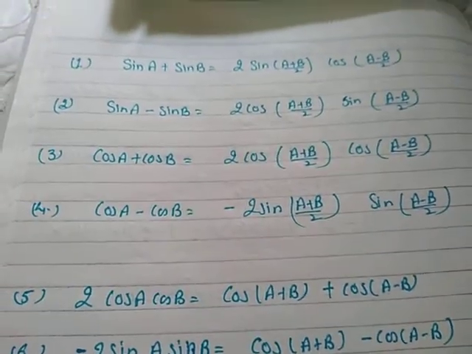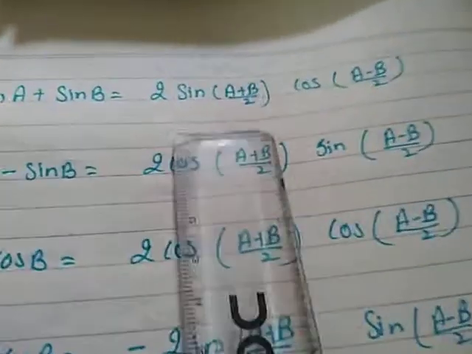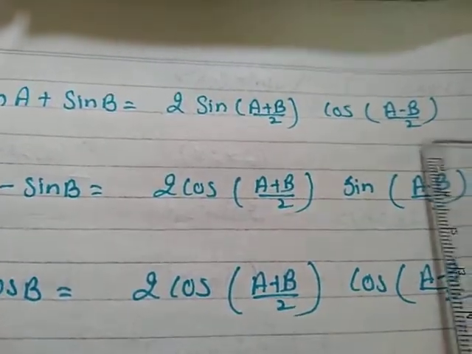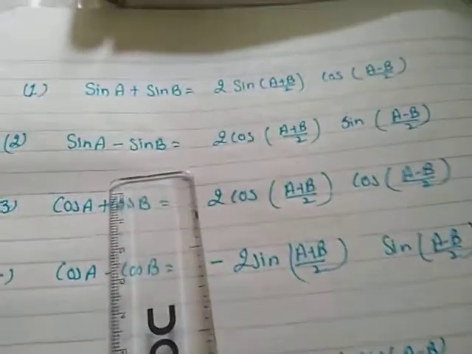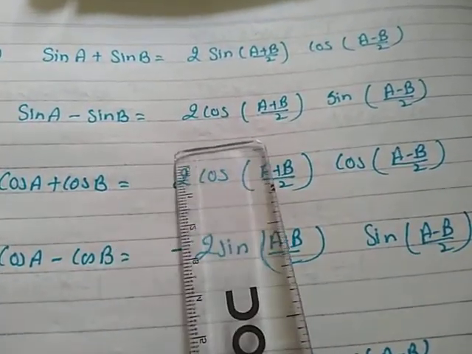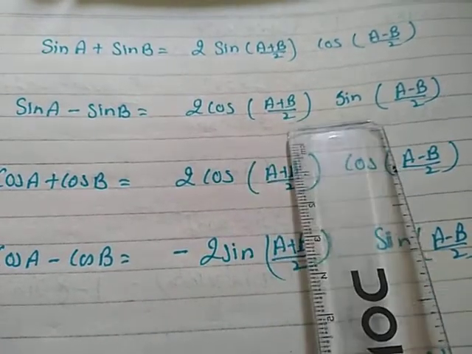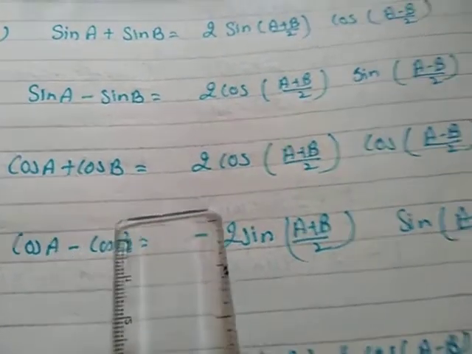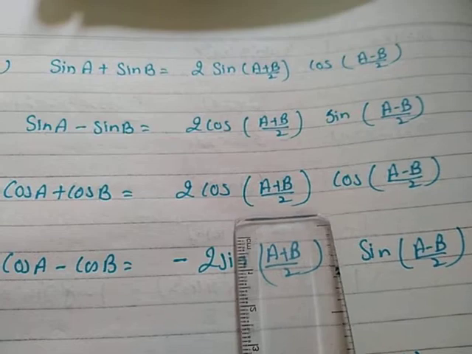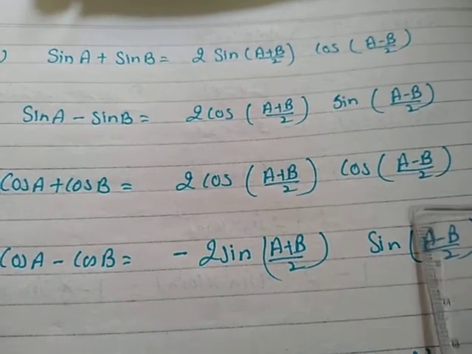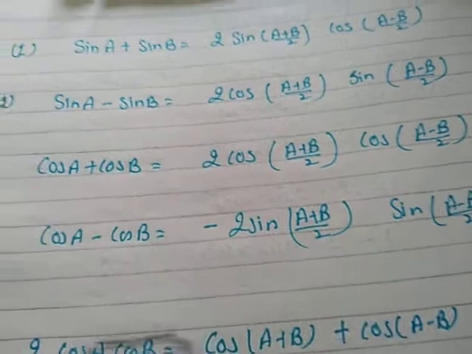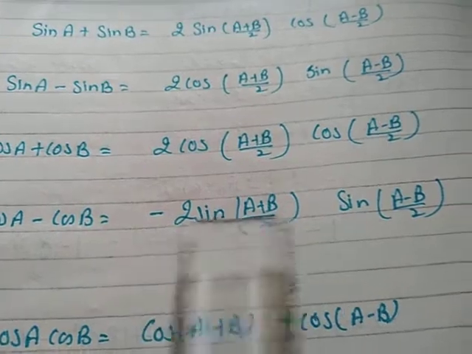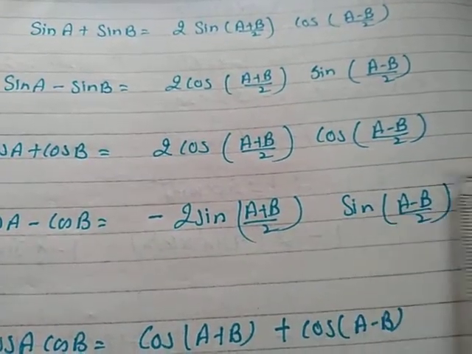Okay, so sin A plus sin B is equal to 2 sin((A plus B) by 2) cos((A minus B) by 2). Sin A minus sin B is equal to 2 cos((A plus B) by 2) sin((A minus B) by 2). Cos A plus cos B is equal to 2 cos((A plus B) by 2) cos((A minus B) by 2). And the last one, cos A minus cos B is equal to minus 2 sin((A plus B) by 2) sin((A minus B) by 2).